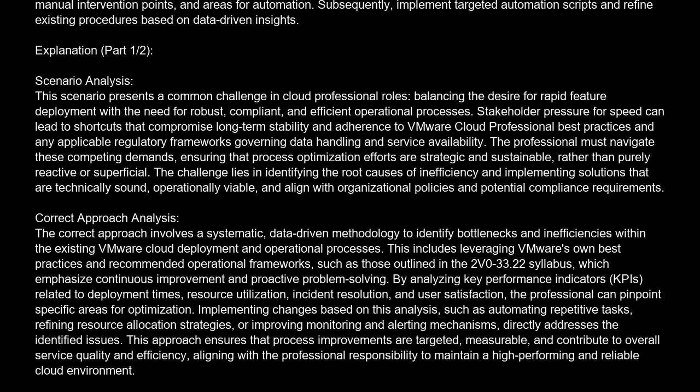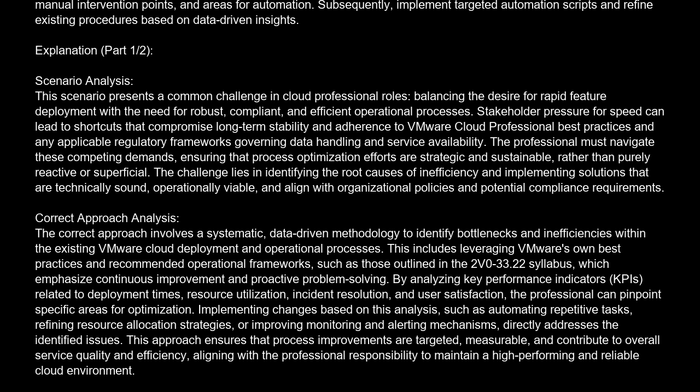Conduct a thorough analysis of the current VM and network provisioning workflows, identifying specific bottlenecks, manual intervention points, and areas for automation. Subsequently, implement targeted automation scripts and refine existing procedures based on data-driven insights. Explanation. Scenario analysis. This scenario presents a common challenge in cloud professional roles, balancing the desire for rapid feature deployment with the need for robust, compliant, and efficient operational processes.